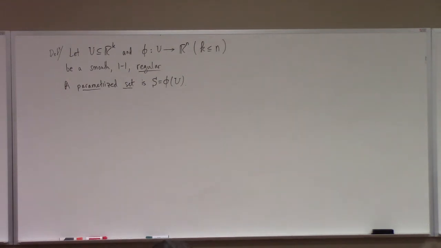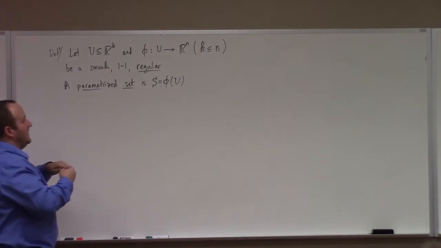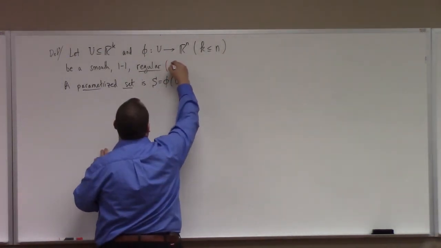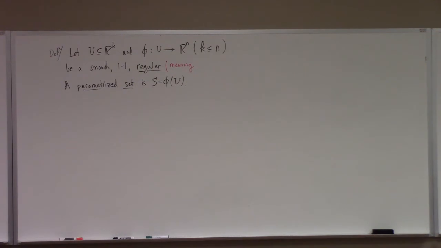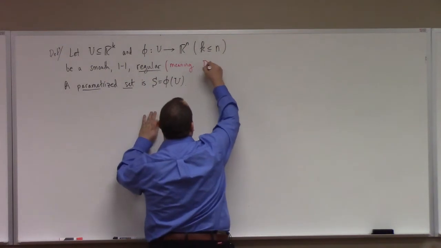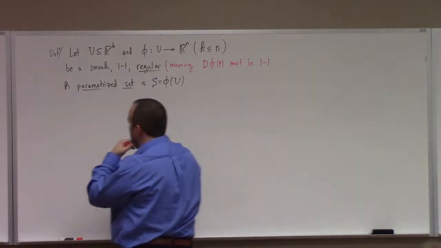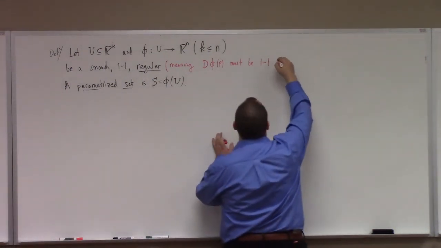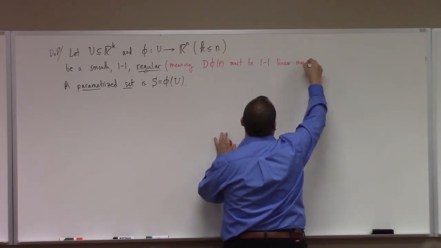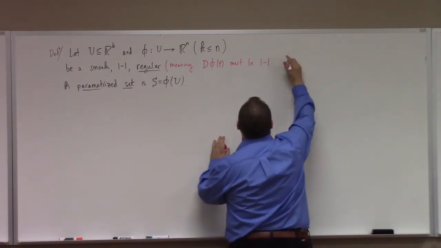So the blank we're about to fill in is really the technical part. One-to-one, smooth, but regular means that d phi of p must be a 1-to-1 linear map for all p in U. Honestly, I'm sorry, some of this to me seems very redundant. It must be 1-to-1 for all p in U.